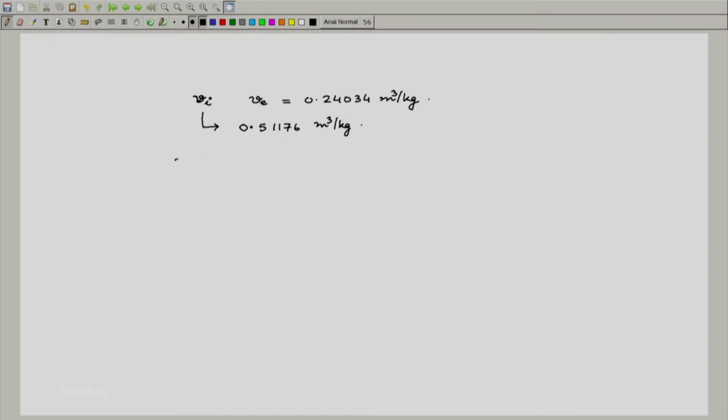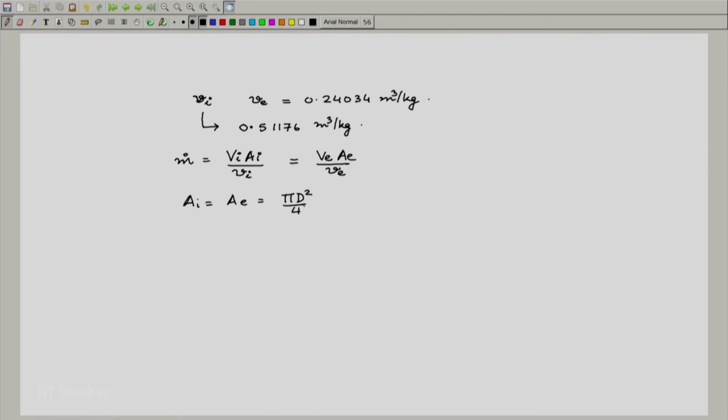and hence we can write m dot is equal to velocity at inlet times area at inlet upon specific volume at inlet, which is the same as vE AE upon specific volume at the exit. Now, AI is equal to AE, and it is just pi d square by 4.